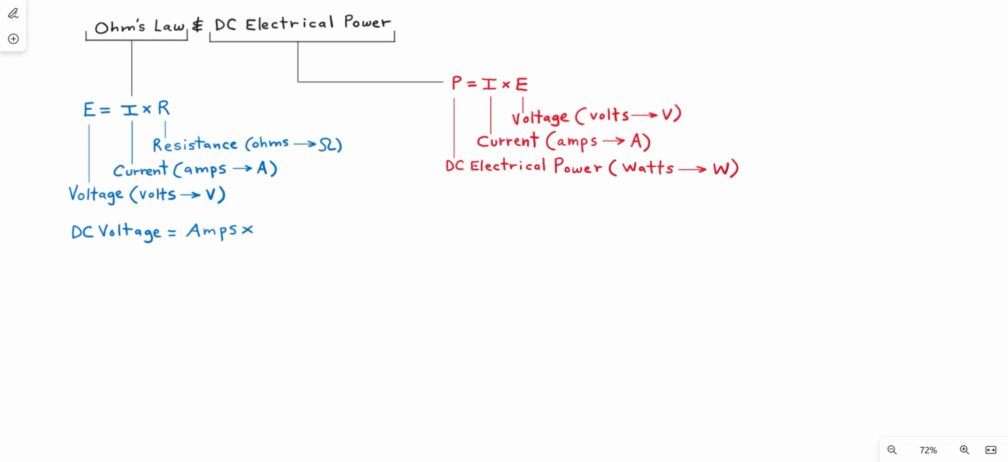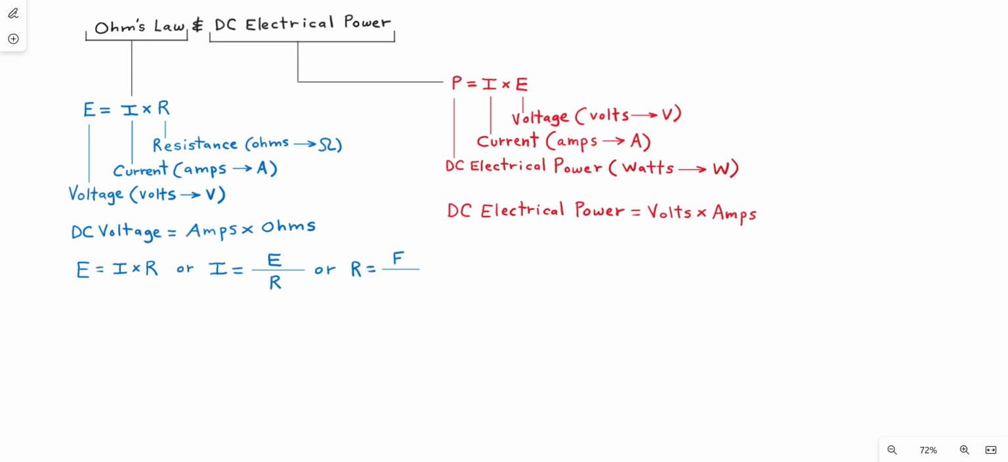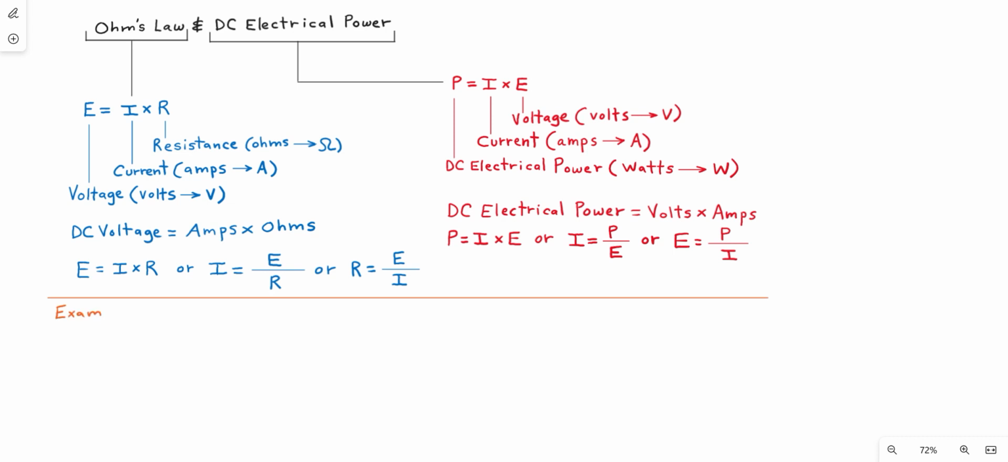So practically, Ohm's law could be expressed as DC voltage is equal to amps times ohms, whereas DC electrical power in watts is volts times amps. Also, Ohm's law can be expressed algebraically with the following formulas below, as can DC electrical power with the three formulas posted on the right side.